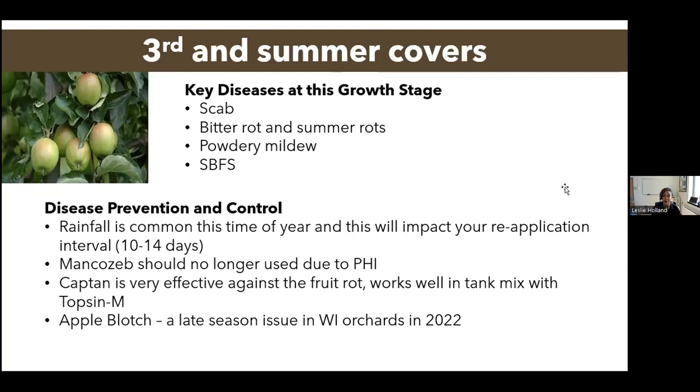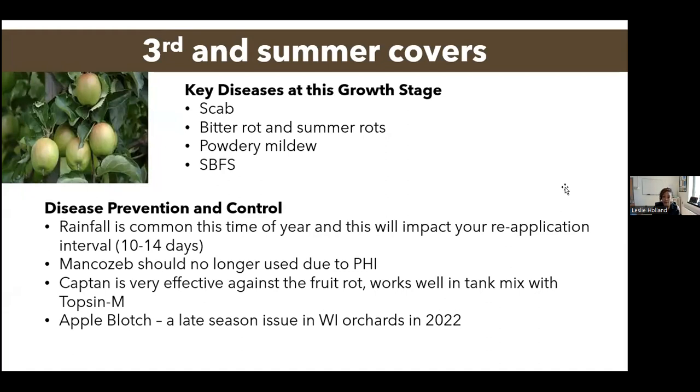Unfortunately, rainfall is common this time of the year, and this is going to heavily impact your reapplication interval. So this is something to keep in mind. Additionally, making this a little bit more complicated as we head further into the season, especially for early varieties, is that you're going to be turning your focus towards perhaps you have a U-pick operation, or you're starting your harvest operation. And so when we tend to gear up for those things, other operations such as our fungicide sprays probably take a back seat, understandably so.